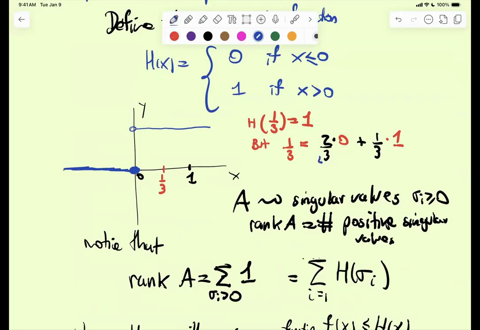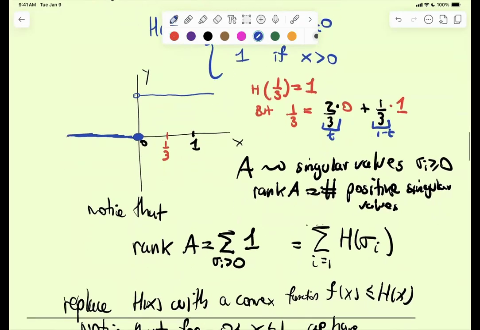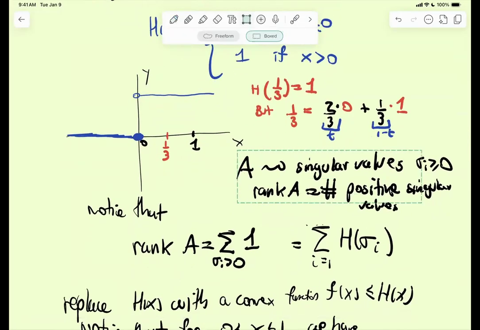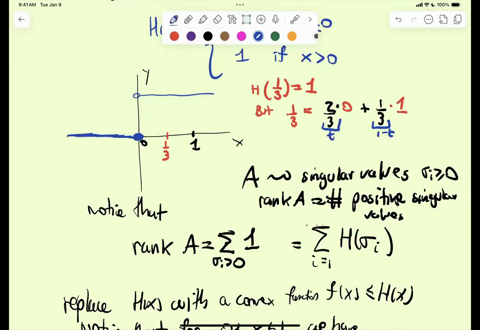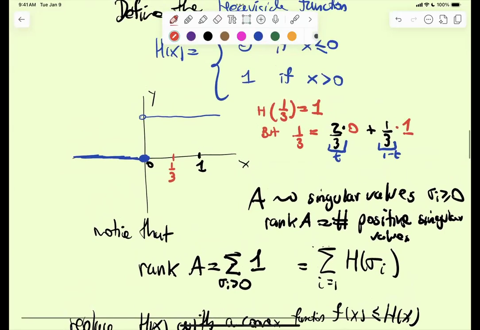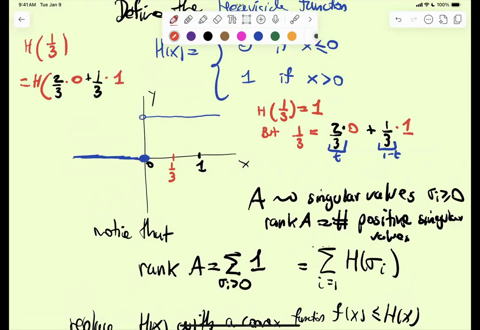So this is the t and the other one is the 1 minus t in the convex combination. So if the Heaviside function were convex, then what you would have is that Heaviside of 1/3, which is Heaviside of this convex combination, 2/3 times 0 plus 1/3 times 1, would be less or equal to, right?